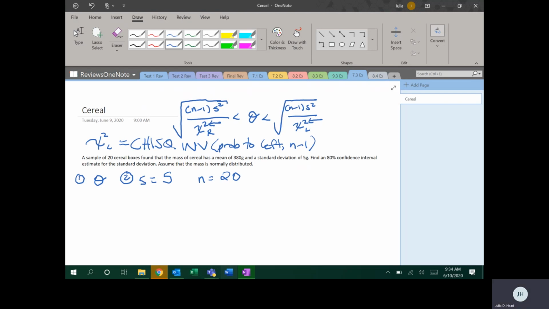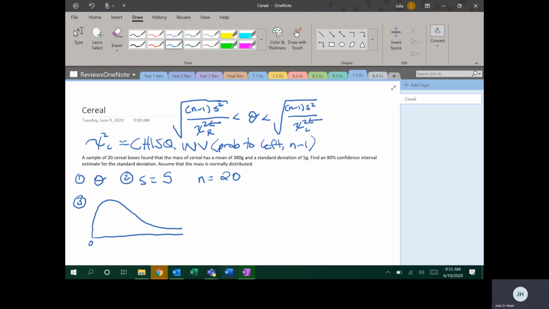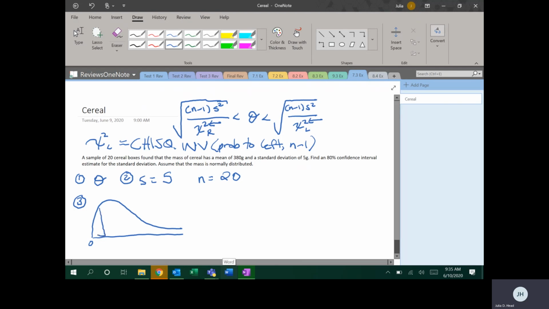Step 3 was to find our critical value. Now, our picture, again, is not bell-shaped. It is this right-skewed graph. 0 is actually over here on the far left. You cannot get a negative critical value in the chi-square distribution. Since it is confidence intervals, it is two-tailed. I know the left side doesn't look like a tail, but it still is considered two-tailed. And we'll label this one chi-square L and this one chi-square R.